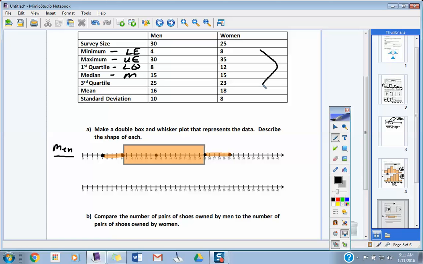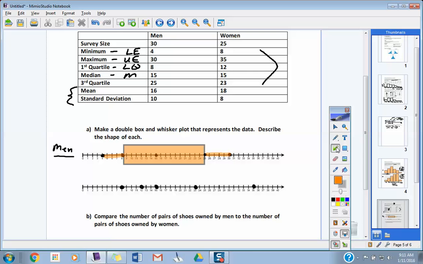And we'll leave the mean and the standard deviation out, as we're going to look at that in a different setting. But right here, I'm going to plot 8 and 35 for my extremes. 12 and 23 are my quartiles. And it looks like 15 is the median. Okay. So I've got all 5 of those plotted right here.